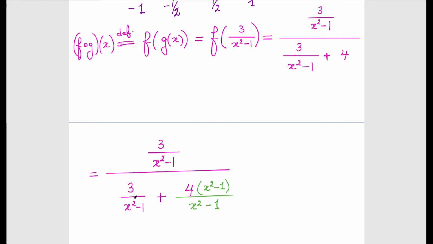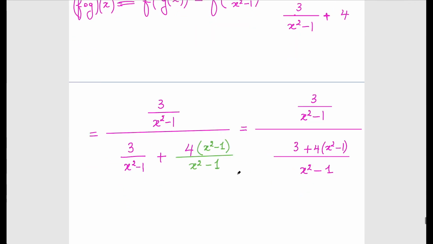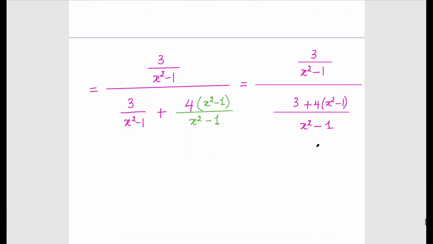Okay? So then I'm gonna add those two because I have a common denominator at this point. Downstairs, I'm talking. So I have a common denominator. 3 over x squared minus 1 upstairs is still untouched. Downstairs I have that common denominator x squared minus 1. And what's the numerator here? 3 plus this guy. So 3 plus 4 times x squared minus 1. Alright. Let's simplify this writing.